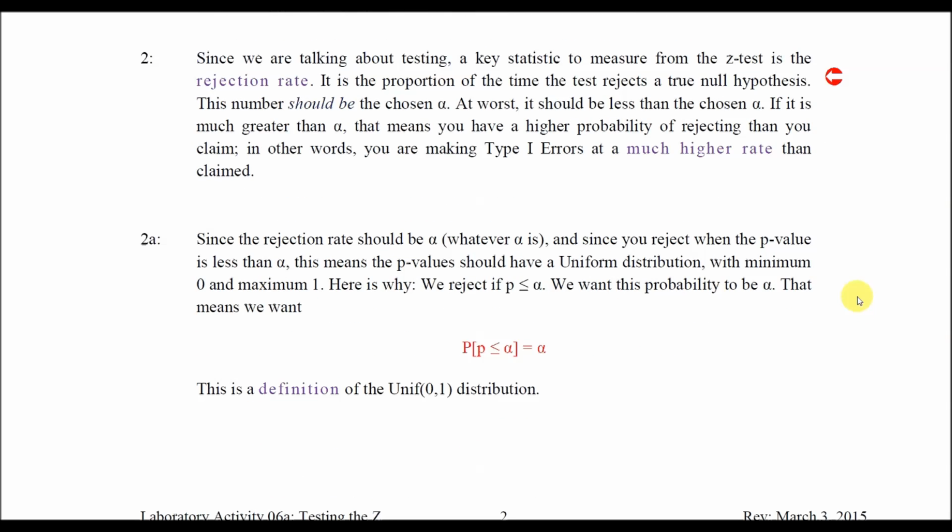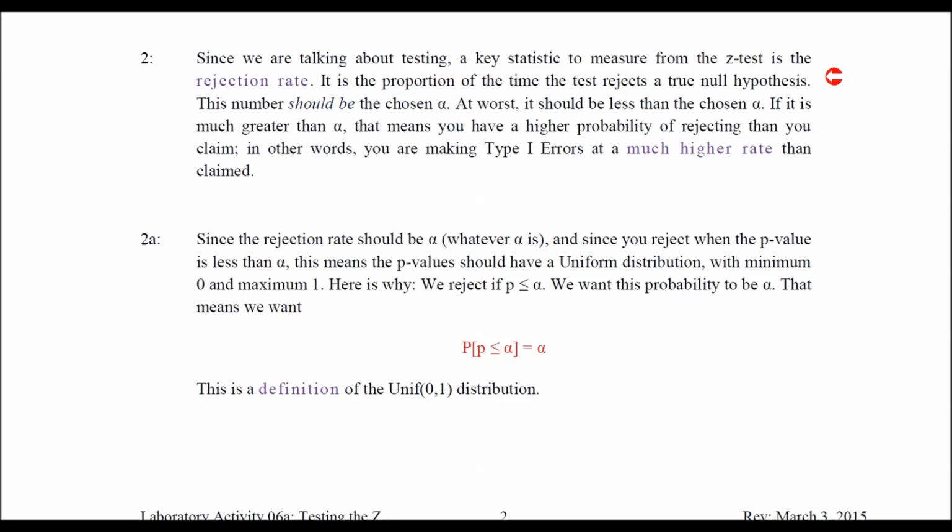And so since we are talking about testing, a key statistic that we want to measure is the rejection rate. That rejection rate is the proportion of time that the test rejects the true null hypothesis, which means we're going to be generating our data under the null hypothesis. We're going to calculate the p-value, and we're going to calculate the proportion of the time that the p-value is less than our alpha of 0.05.